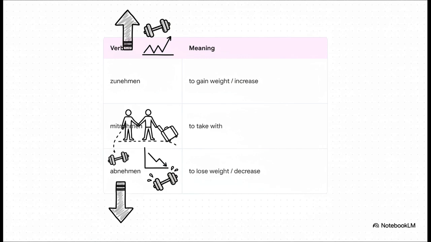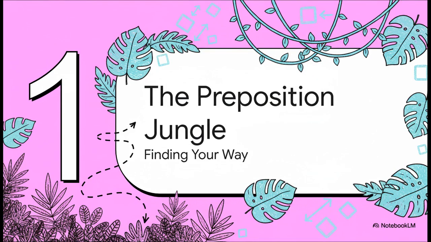So you have nehmen, right, which means to take. Slap zu on the front and suddenly it's to increase or gain weight. Use mit instead and now it's to take with. It's wild. That's the kind of power we're going to unpack today. But here's the good news. There is a path through this jungle. And it's way easier than you think.